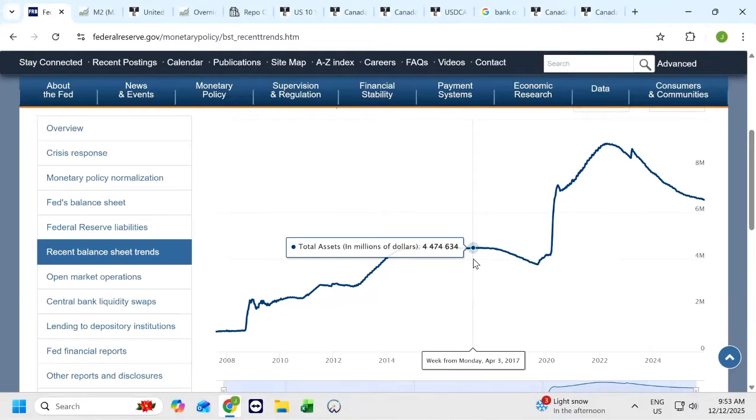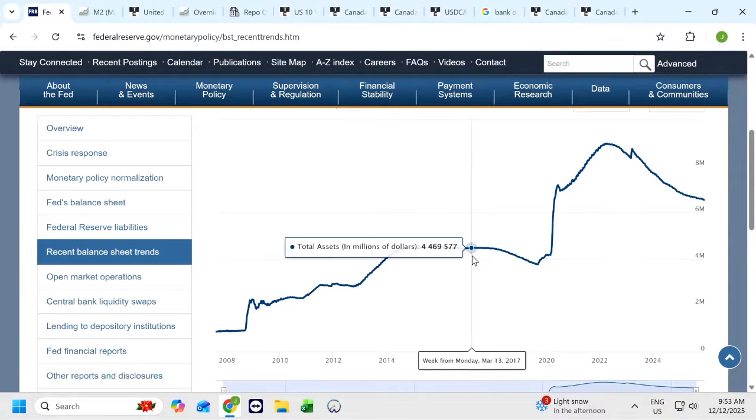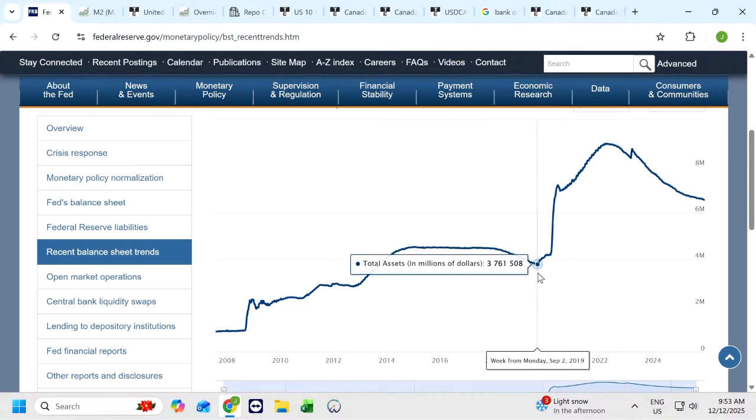If you go all the way back to this Federal Reserve balance sheet chart, before this time, this was the most significant quantitative tightening exercise in history, where from 2017 until 2019, they decreased the balance sheet from 4.4 trillion to 3.7 trillion. So $700 billion. They just took $700 billion off the table. It completely crashed the credit system.